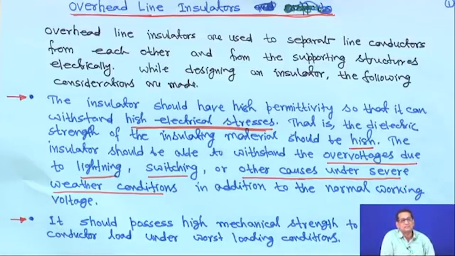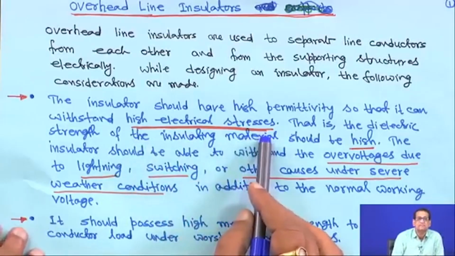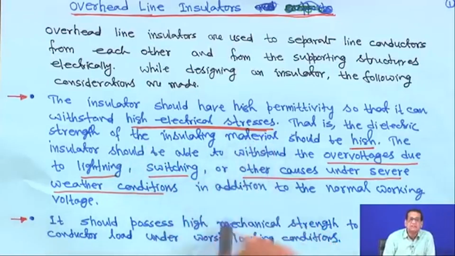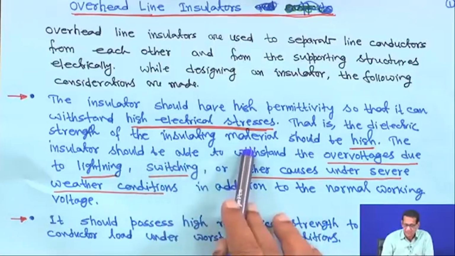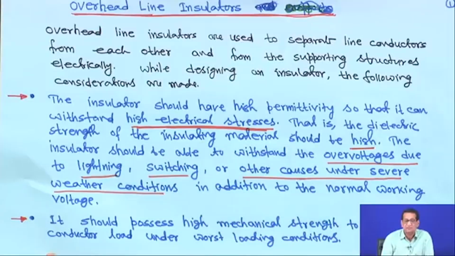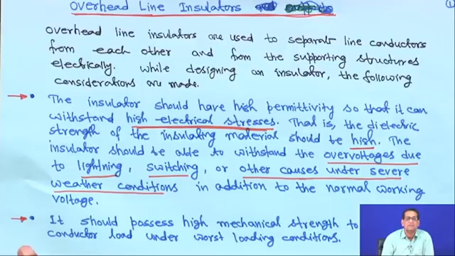Whenever you choose an insulator, some considerations from the design point of view have to be made. First thing is, the insulator should have a high permittivity, so that it can withstand high electrical stresses. The insulator material, whatever it will be, must have a very high permittivity, right. And second thing is, the dielectric strength of the insulating material should be high, right. Of course, later we will see that porcelain or toughened glass are the very common materials, but porcelain is mostly used.